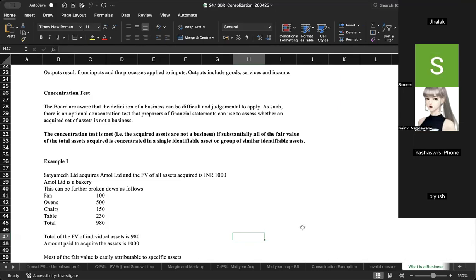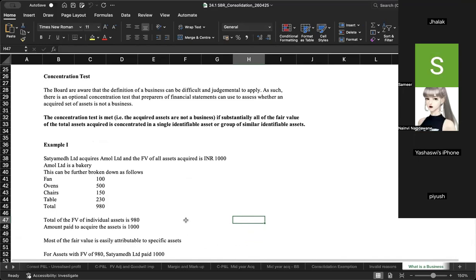We had taken a simple example where Satyamid Limited acquires Amol Limited and the fair value of all the assets acquired is 1000. Amol Limited is a bakery. It has different assets. What are those assets? A fan worth 100, an oven whose fair value is 500, a chair whose value is 150, a table whose value is 230, total is 980.